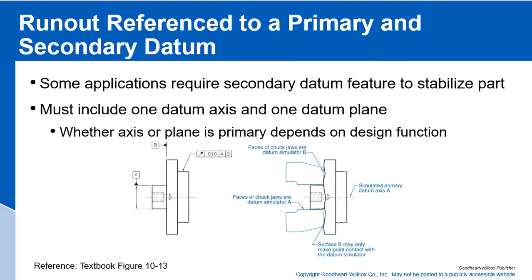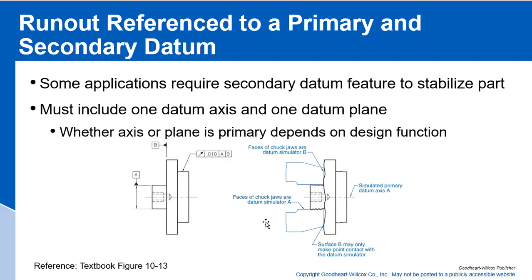Okay, so let's talk about runout with reference to a primary and a secondary datum. In some cases, applications require a secondary datum to stabilize the part, and it must include one datum axis and then a second datum axis. Whether an axis or plane is primary depends on the design function. Okay, but let's look at this case in particular. We have our datum of rotation that sets up the rotational axis of datum A here. And then we're also using datum B, not as a common, but as a separate datum reference here, and we're checking the runout to that.